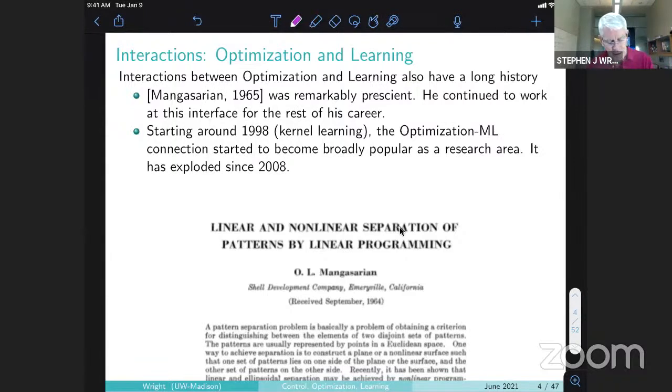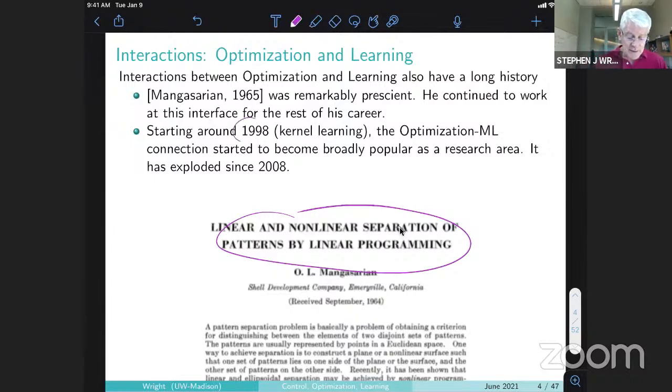And my colleague here in Madison, Olvi Mangasarian, he passed away just before the COVID lockdown started, but he actually did work in the early 1960s on classification using linear programming. And this was before he worked in academia. He actually worked for Shell back then, the oil company out in California. And he published these papers about pattern separation using linear programming. And he continued to work on this for the rest of his career, different aspects of machine learning, right until the end of his life. So that's a very long-standing connection.